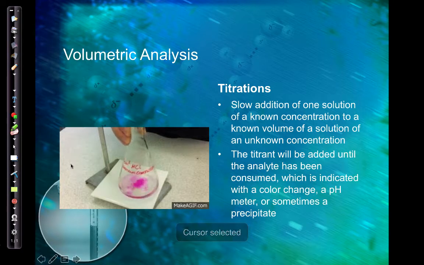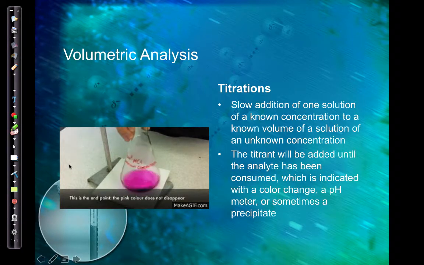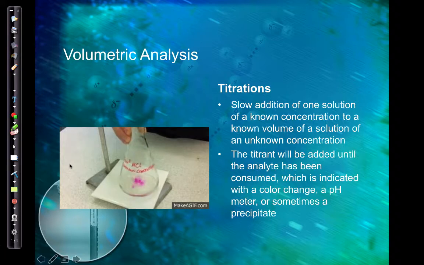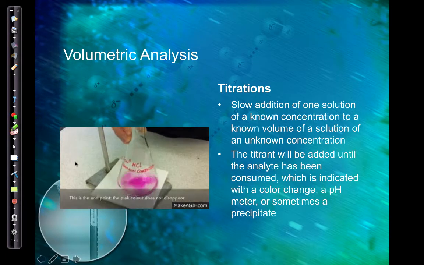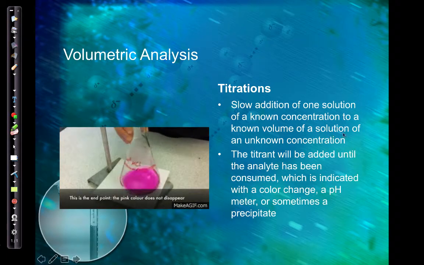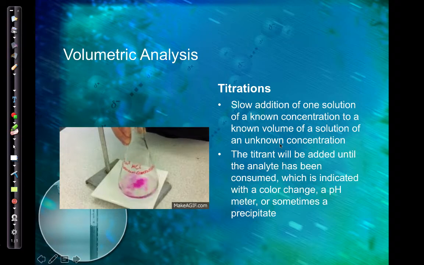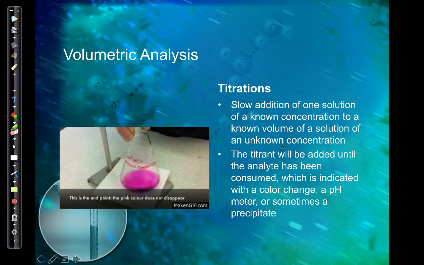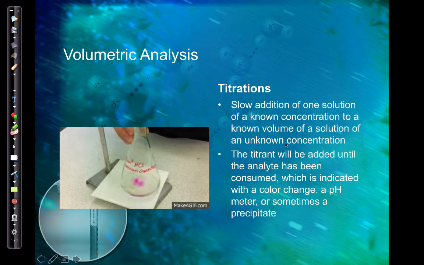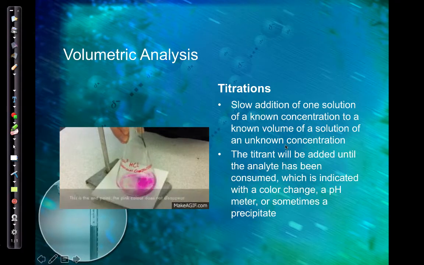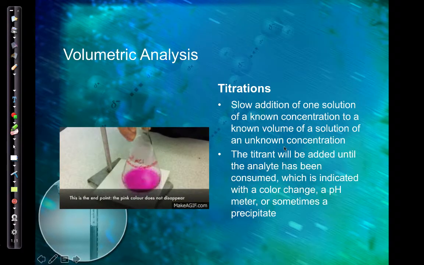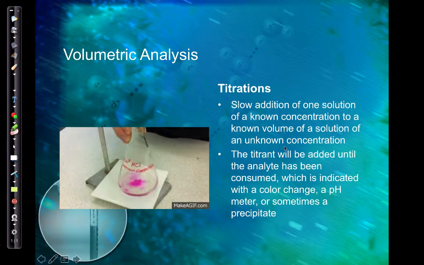All right, so volumetric analysis is going to be a titration. This is where you slowly add one solution, where you typically know the concentration, to a known volume of another solution where you don't know the concentration. You're interested in the thing that you're titrating typically. The titrant is what you put into the burette, and it's going to be added until the analyte has been completely consumed, so completely reacted out.